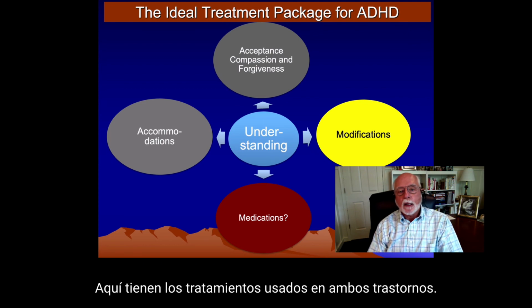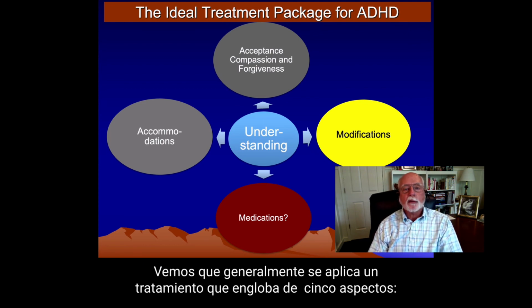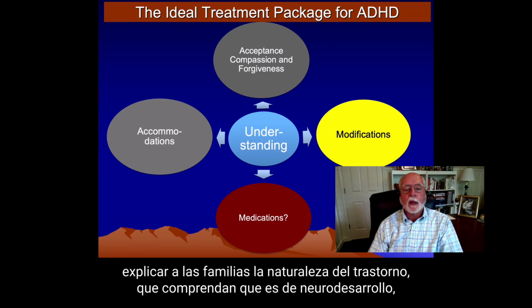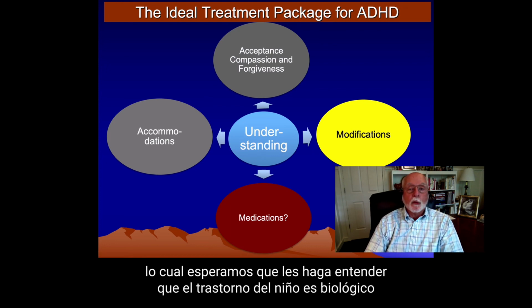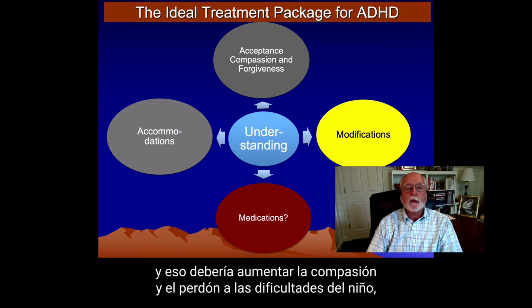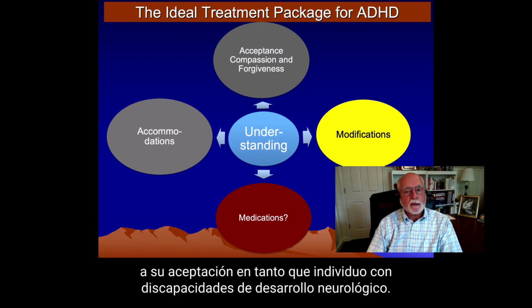Now, the kinds of treatment we use for both disorders can be seen here, where you see that each disorder often involves a treatment package of 5 things. Educating families about the nature of the disorder, which leads to understanding them as neurodevelopmental, which hopefully leads to reframing the child's disorder as biological, and that should lead to compassion and greater forgiveness of the child's difficulties and acceptance of them as a neurodevelopmentally disabled individual.